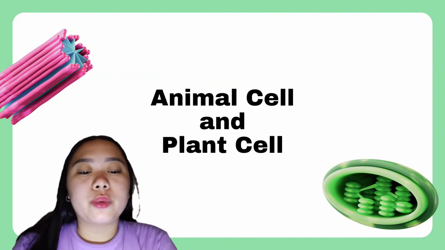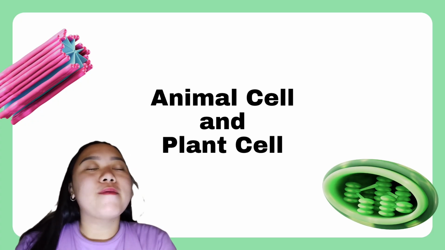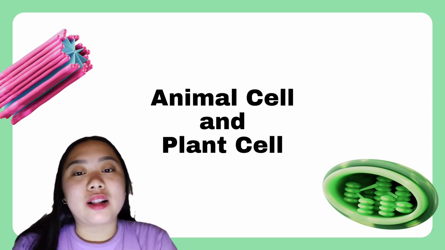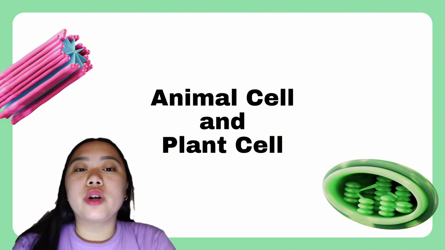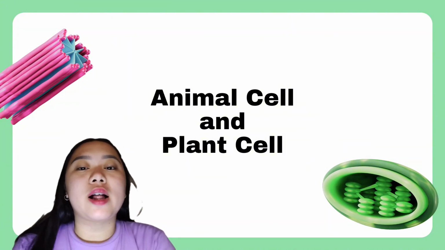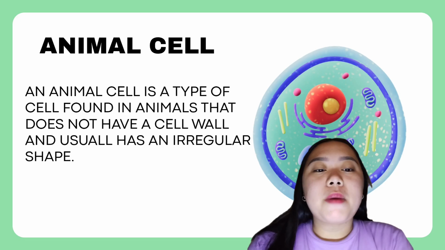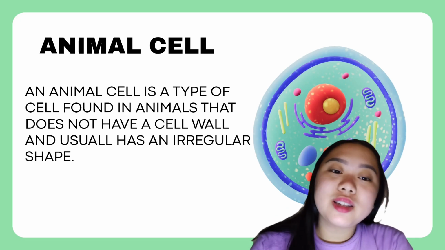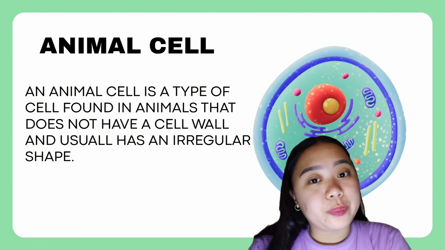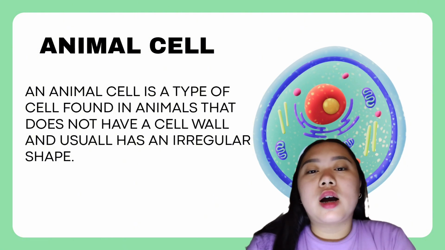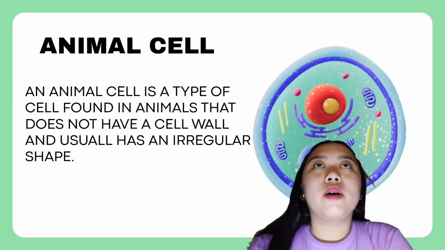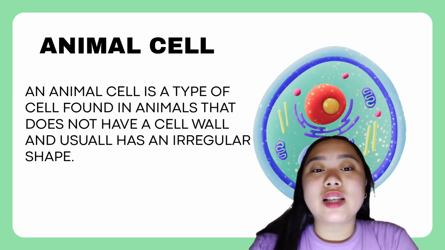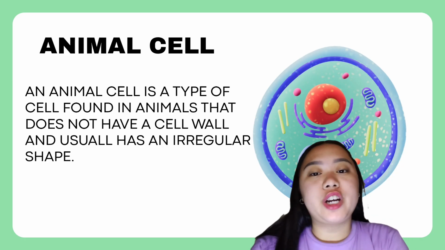So these are the types of the cell: animal cell and plant cell. These are different types of cells. The most common are plant cells and animal cells. The animal cell is a type of cell found in animals that doesn't have a cell wall. Animal cells are found in animals, but they don't have a cell wall and can have different shapes.